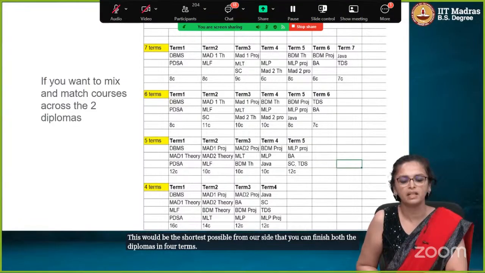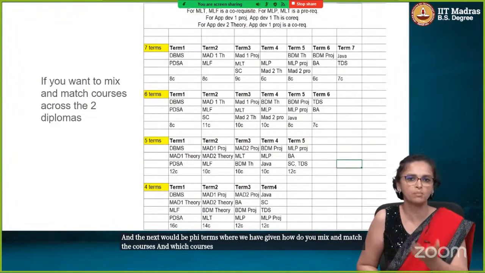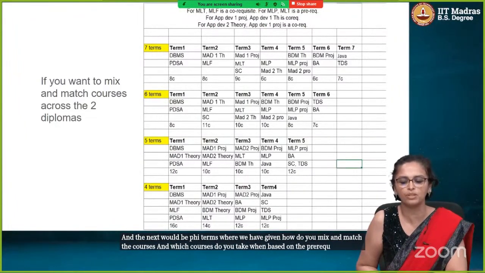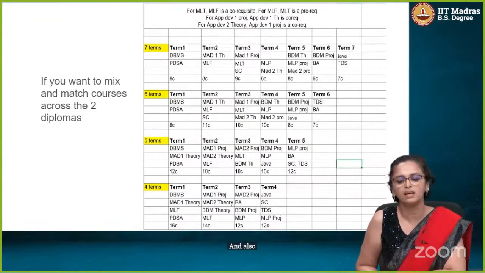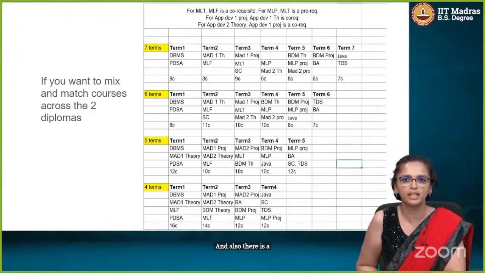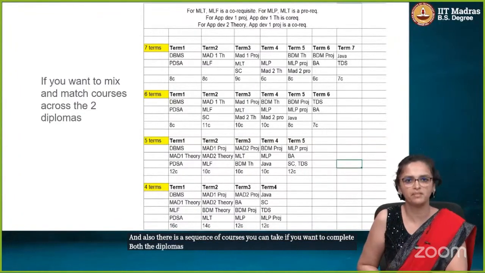And the next would be 5 terms, where we have given how you mix and match the courses and which courses you take when, based on the prerequisites, co-requisites, and how you complete it. It is shown here. And also there is a sequence of courses you can take if you want to complete both the diplomas in 6 terms or 7 terms.